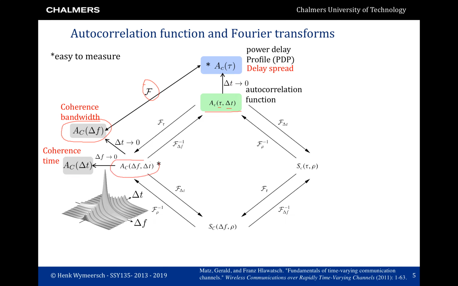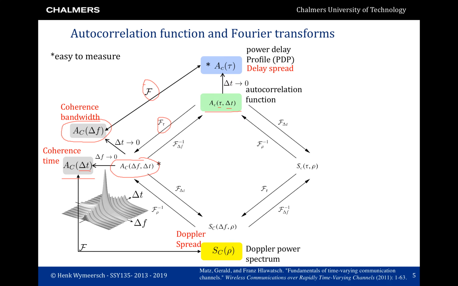By taking the original autocorrelation function, applying the Fourier transform with respect to tau, and then letting delta f go to 0, we find an autocorrelation function that only depends on delta t. From this, we can read off the coherence time. Taking the Fourier transform of this latter autocorrelation function, we find the Doppler power spectrum, from which we can read off the Doppler spread. It then follows that the Doppler spread is approximately 1 over the coherence time.